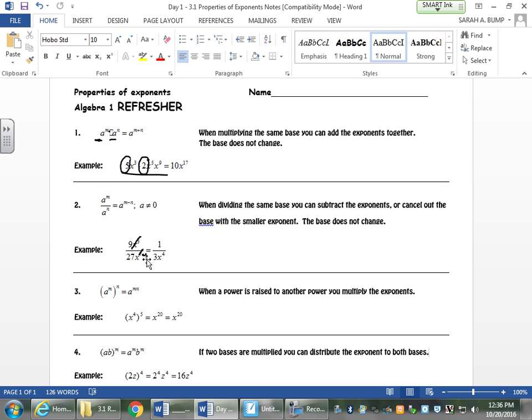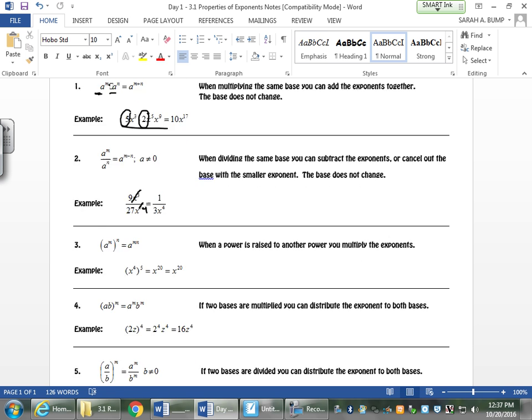The third property is power to a power. When an exponent is raised to another exponent, you multiply those two together. So a to the m to the n becomes a to the m times n. There's an example of that.